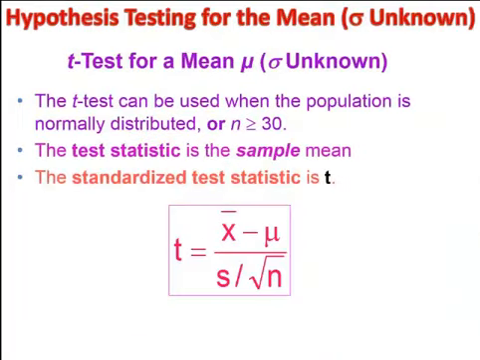The next type of hypothesis testing is the t-test for a mean. We would use the t-test for a mean when our population standard deviation is unknown. The t-test can be used when the population is normally distributed or the sample size is greater than or equal to 30. The test statistic is the sample mean. The standardized test statistic t uses this formula, and we would test the standardized test statistic against our critical value.